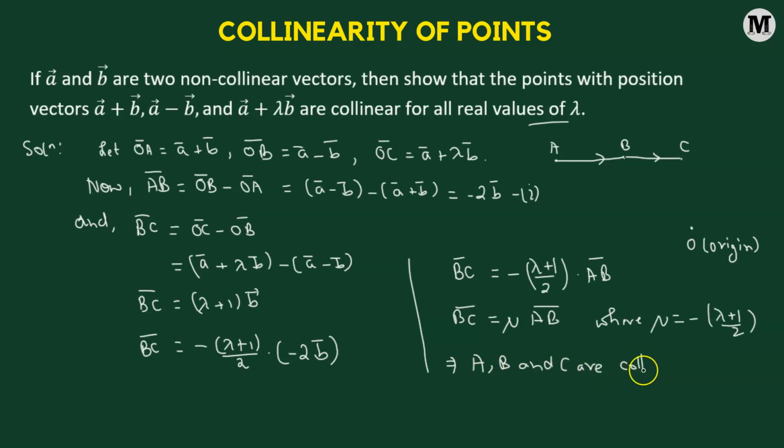So we have successfully verified that the 3 points having the position vectors given by a plus b, a minus b and a plus lambda b are going to be collinear for any real values of lambda.